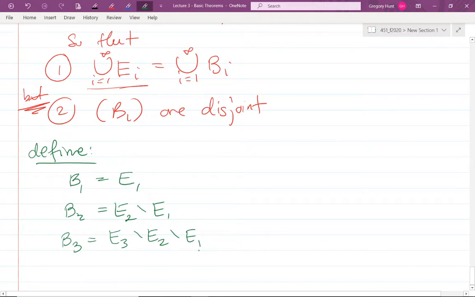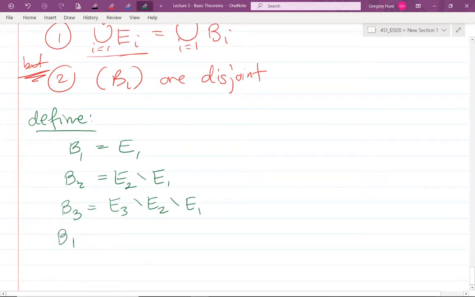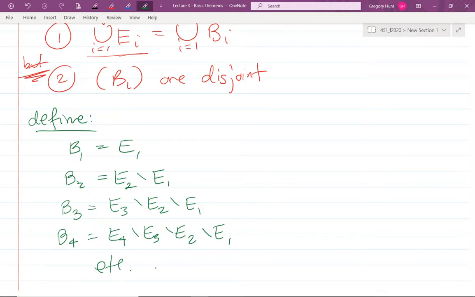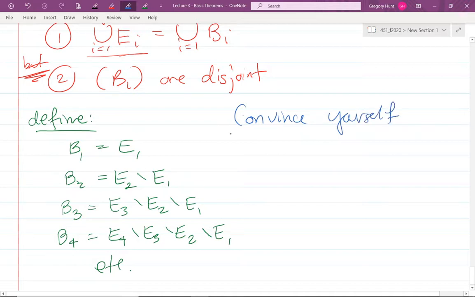To remove the parts of the previous E's. B sub 4 is like E sub 4, but we'll remove the part with E3, we'll remove the part with E2, we'll remove the part with E1. And we can keep going forever, right? So you can define this more formally, but this is kind of the intuition here. I'm not going to formally prove this. What I'm going to say is convince yourself. You can prove it at home on a Friday evening. Convince yourself the following facts are true.